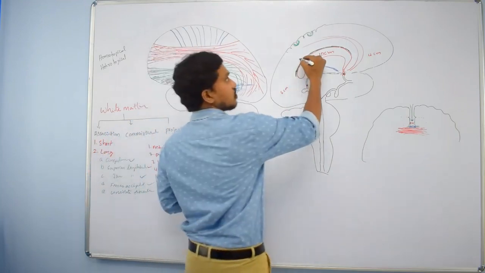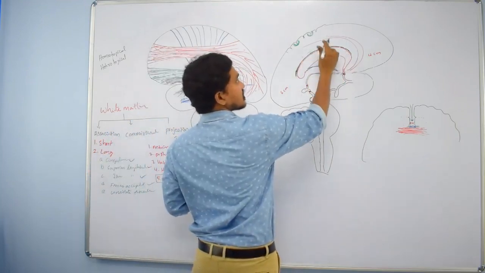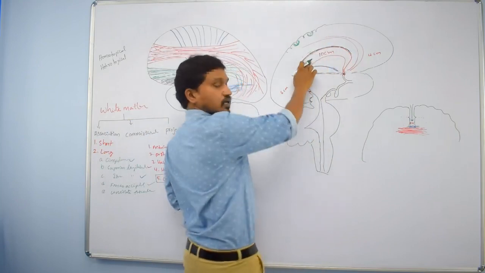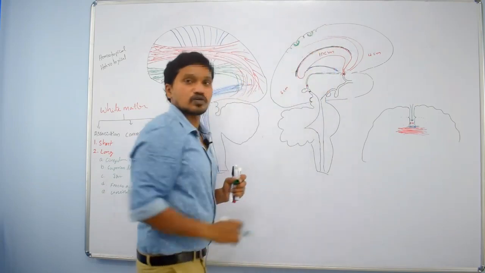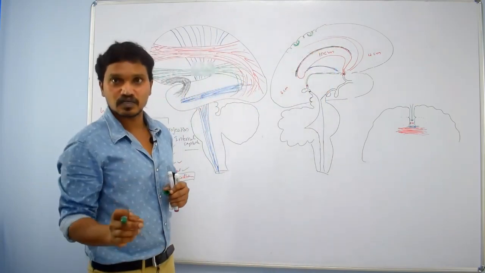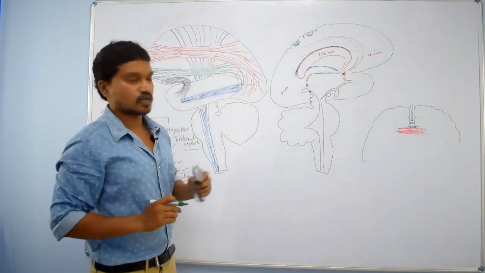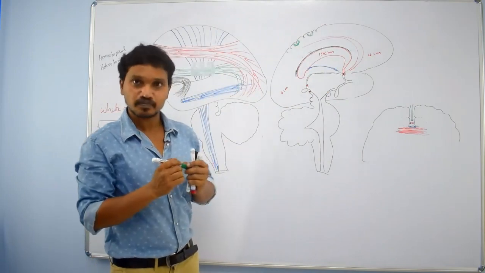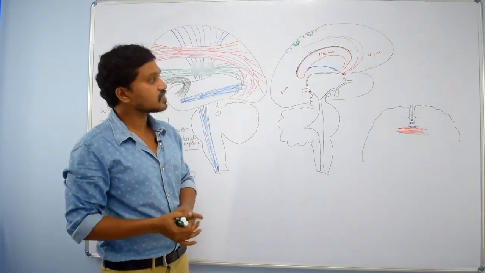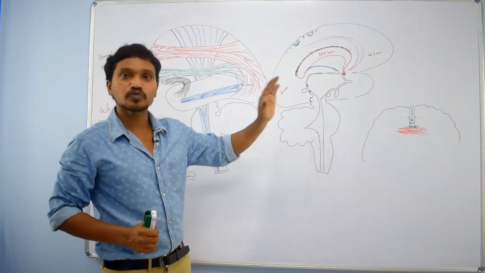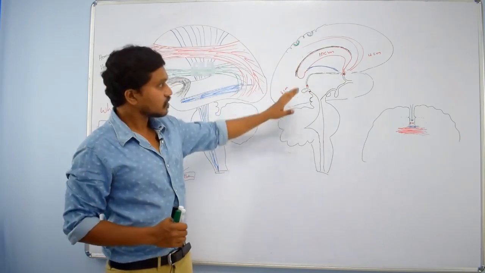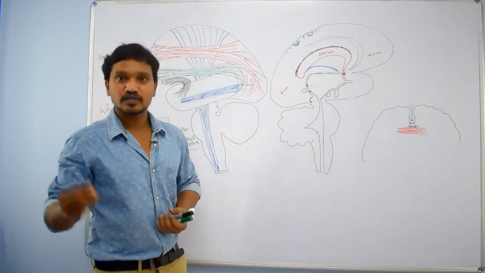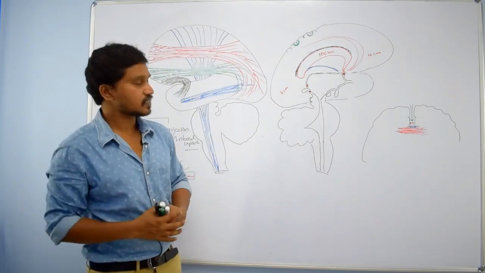Actually there will be one sulcus here. This sulcus separates the corpus callosum and cingulate gyrus. Right? What is that sulcus? Callosal sulcus. Right? So these are the relations of the superior surface of corpus callosum. Then we will discuss the inferior surface relations.